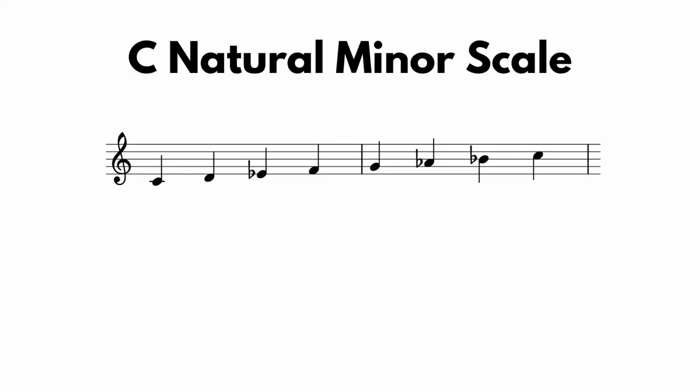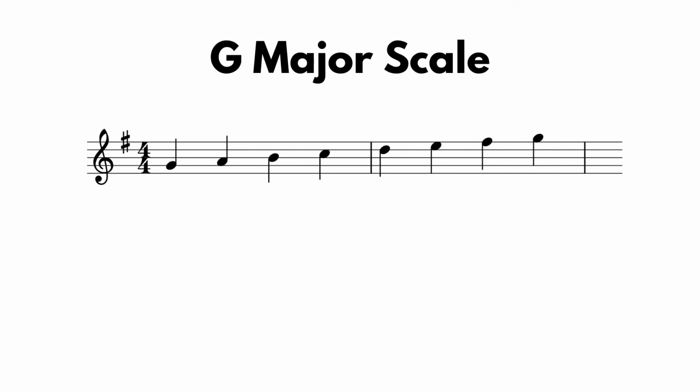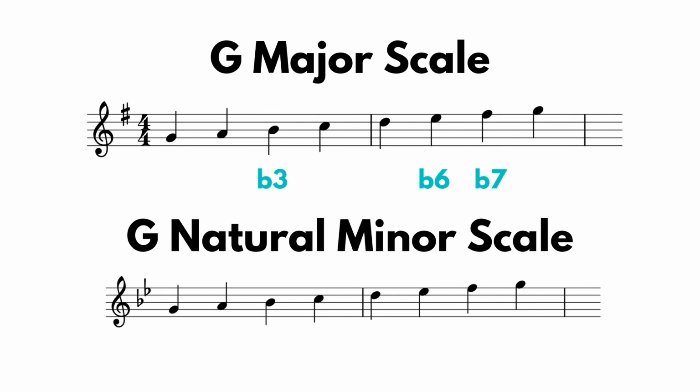So here's the C natural minor scale once again. Flattening the 3rd, 6th, and 7th of any major scale will give you the natural minor scale. So for example, the G major scale. Now, if we take the G major scale and flatten the 3rd, the 6th, and the 7th, then we will have the G natural minor scale. So let me go ahead and play that too.